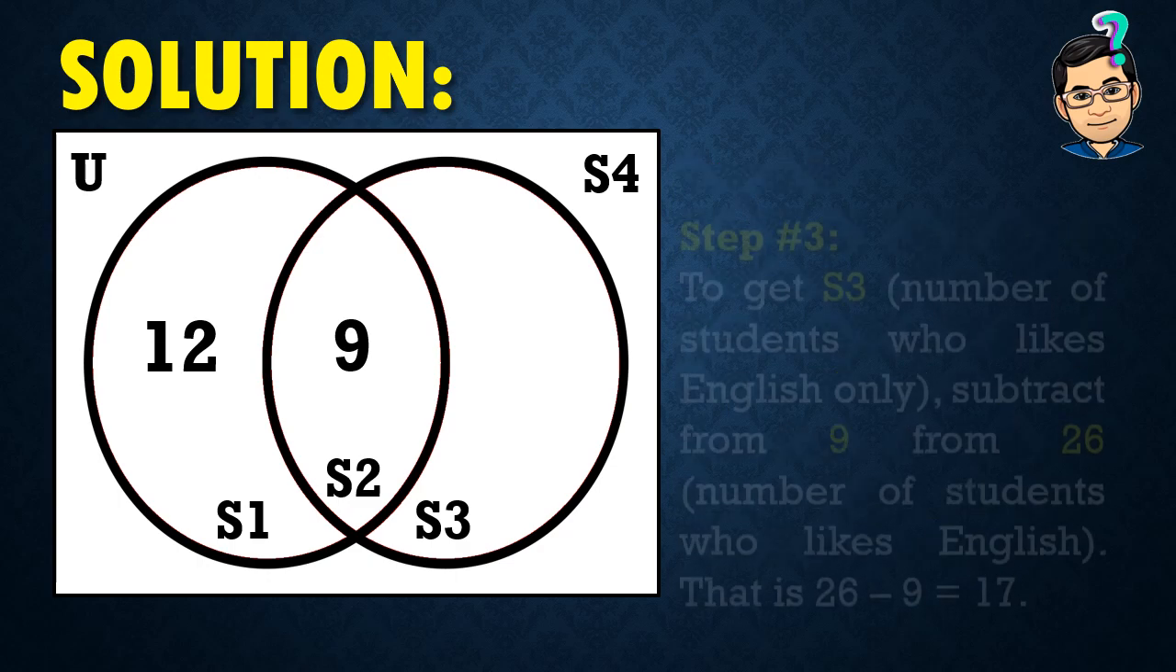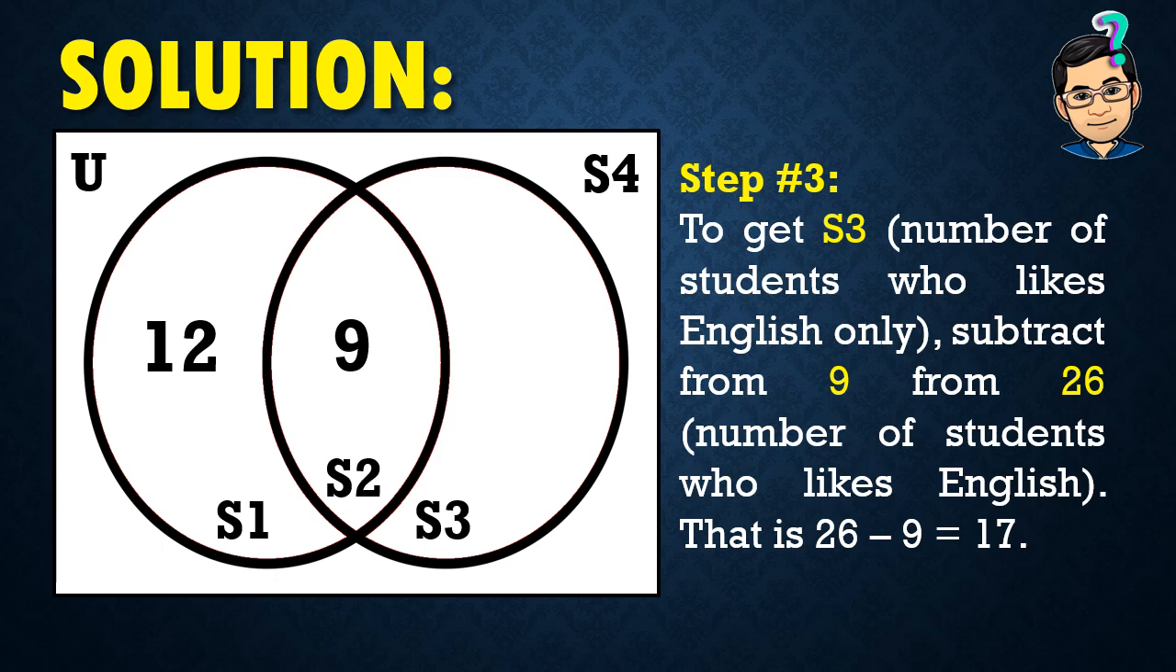Okay, next step naman. To get S3, these are the number of students who likes English only. We subtract 9 from 26. What is 26? These are the number of students who likes English. So that is 26 minus 9 equals 17. So therefore, there are 17 students who likes English only.